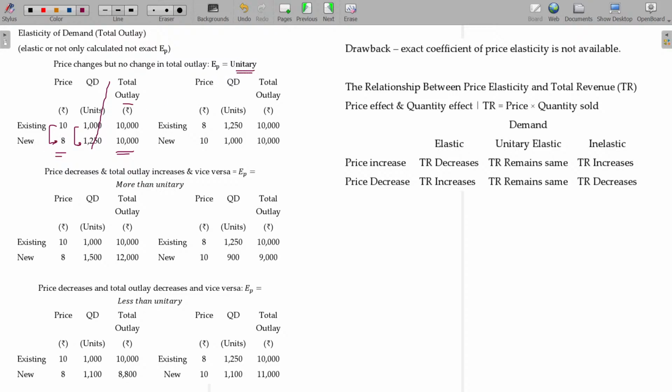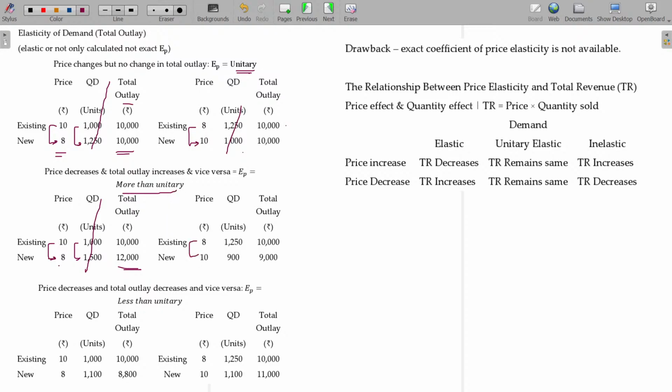This is called unitary. If the price increases from 8 to 10, we never mind about the quantity demanded. Quantity demanded decreases. As the quantity demanded decreases, naturally there is elasticity of demand. But I won't compare this one. I will compare the total outlay. The total outlay remains the same, then it is also unitary. And price decreases from 10 to 8, but quantity demanded increases from 1000 to 1500, similar to the normal law of demand logic. But never mind about this. Compare the total outlay. Because of decreasing price, of course, total outlay is increasing. Then definitely there is more than unitary elasticity available.